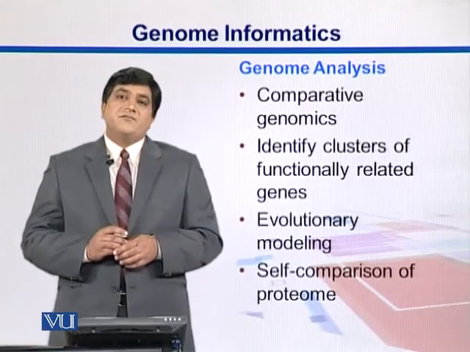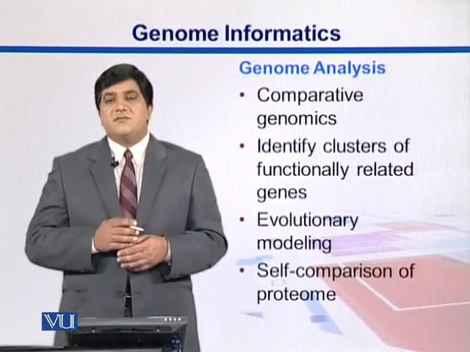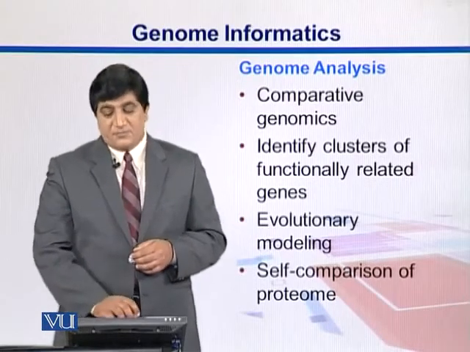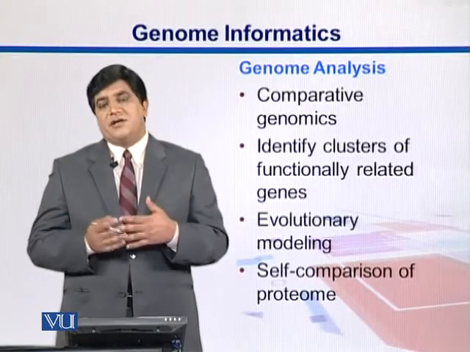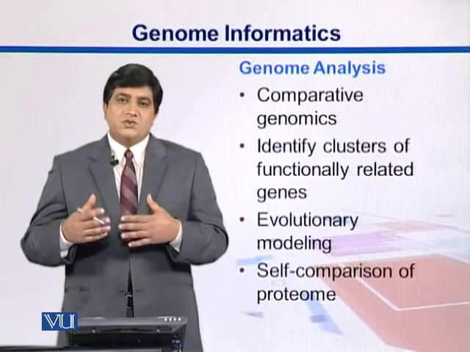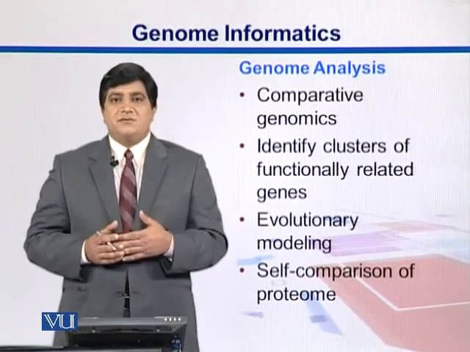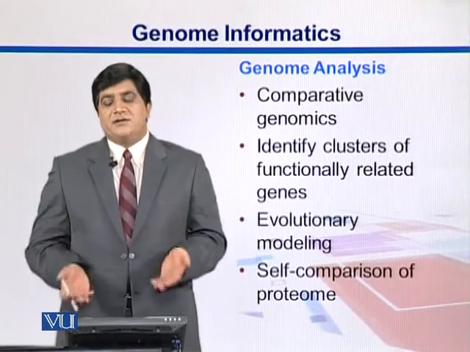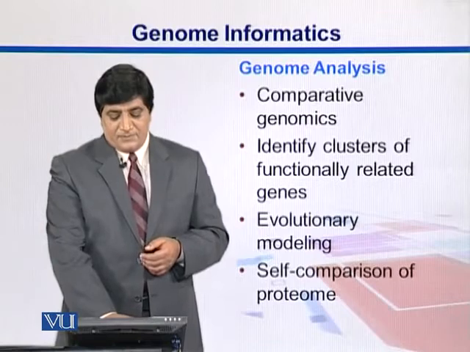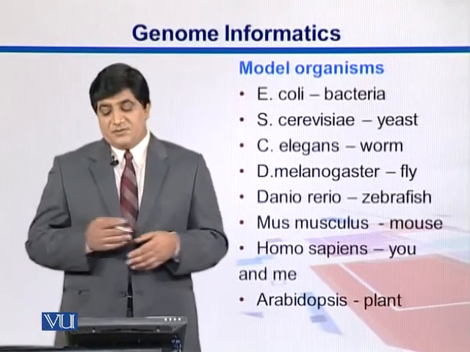Sometimes we are interested in finding the genes which are duplicated within the same organism. In order to do that, we use self-comparison of the proteome. The proteome is the collection of the proteins which are derived from those genomes. So the whole collection of one organism's proteins can be called its proteome. We can compare it with itself, and then we can find those sequences which are duplicated in it.